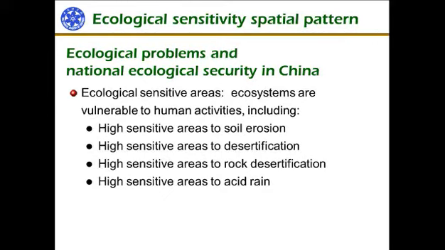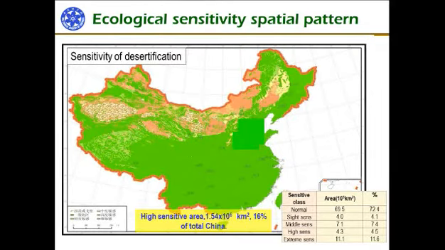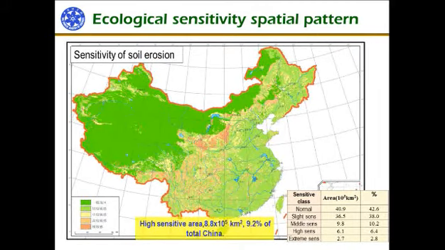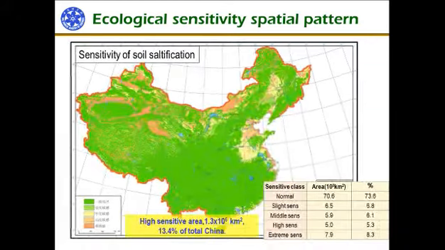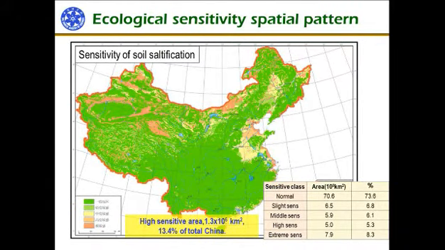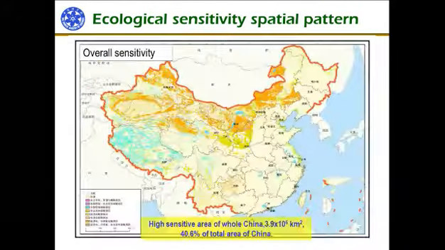According to the overlap, about 45% of total China has some importance for ecosystem services. And because ecosystem has a very important role in preventing land degradation, we also pay attention to areas highly sensitive to soil erosion, desertification, rock desertification, and acid rain. This is the land sensitivity to desertification. For soil erosion, the high sensitivity areas, and rock desertification, and acid rain.